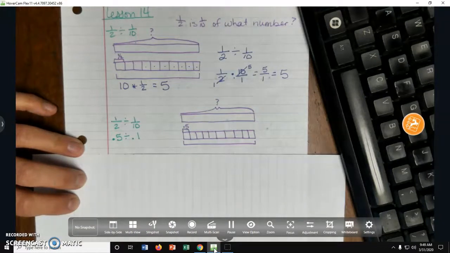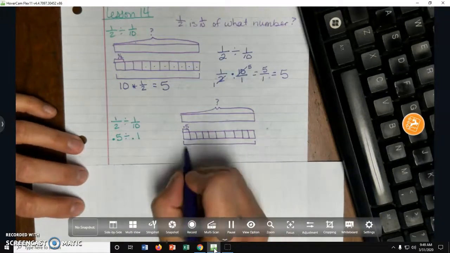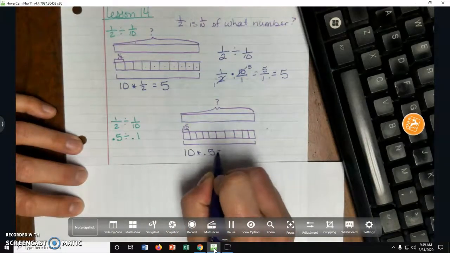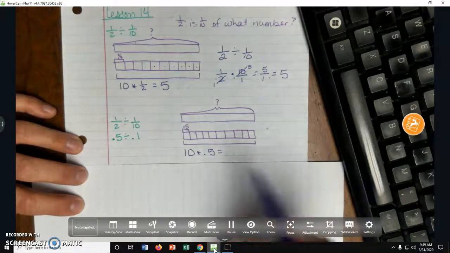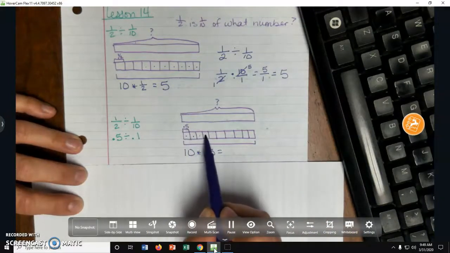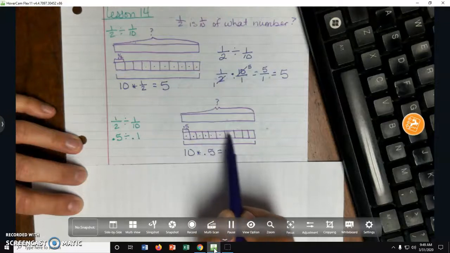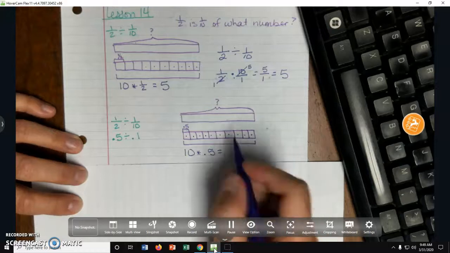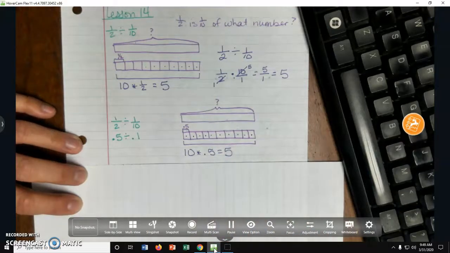Nothing is changing. I still have 10 groups of 5/10. If you need to see it the other way, 1/2 and 1/2 makes a whole. 1/2 and 1/2, that's 2 wholes, 3 wholes, 4 wholes, 5 wholes. So 10 groups of 1/2 equals 5 wholes.